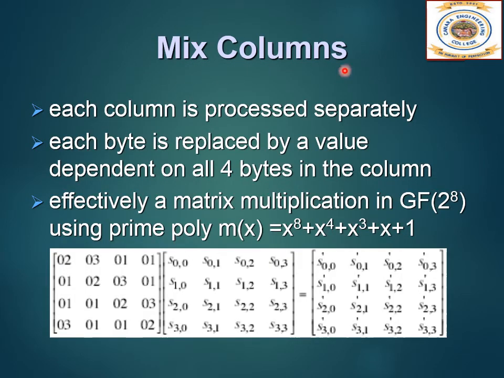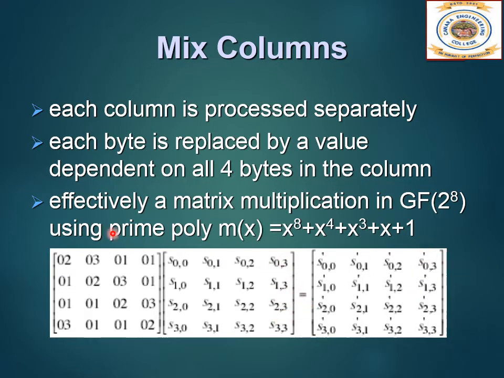Next is the mix column. In mix column, each column is processed separately. Here, this is a fixed 4x4 matrix by which the state array has to be multiplied. This whole fixed matrix is multiplied with one single column, and the output replaces that column. Next, this 4x4 fixed matrix is multiplied with the second column, and you get the second column output. Then it is multiplied with the third column, and we get the corresponding third column. Similarly, the fourth column is multiplied and we get the fourth column.